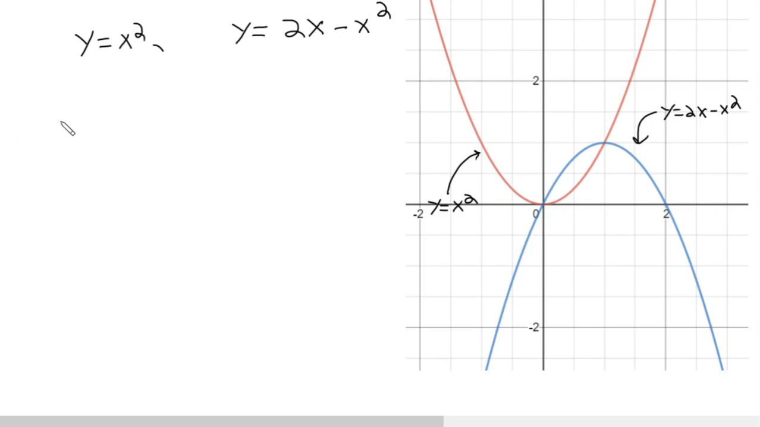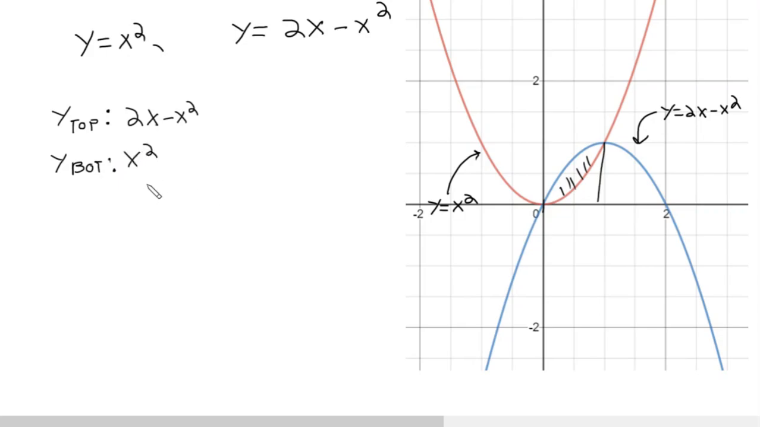So let's first identify who y top is. Remember, we're after this area right here. This is the area between these two curves. We want to know, what is this area? If I'm looking at this area, from here to here, the top curve is simply the blue one, which is y equals 2x minus x squared. So y top is 2x minus x squared. Y bottom is simply the red one, which is y equals x squared.